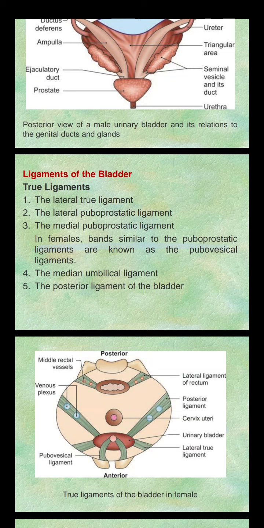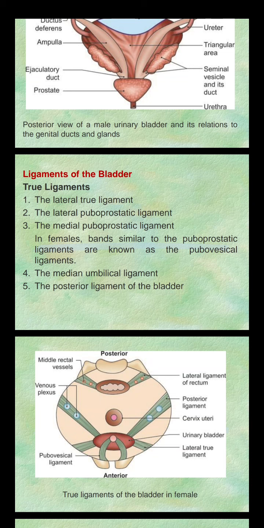Next is the median puboprostatic ligament. The median puboprostatic ligament is not shown here. It extends from the back of the pubic bone to the prostatic sheath. The two pubic bones join together to form the pubic symphysis. Then in the females, bands similar to the puboprostatic ligament are known as the pubovesical ligament, as I told you before.